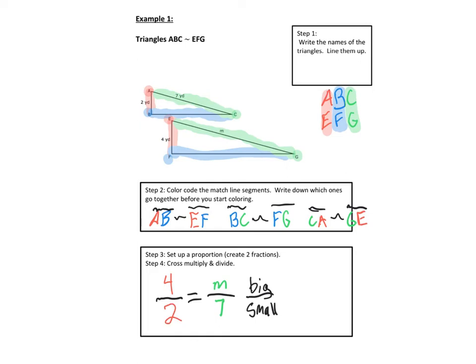And now we have our proportion, and we need to solve, because that's step 4, so we cross multiply. 4 times 7 is 28. 28 divided by 2 equals 14. So we get M equals 14.